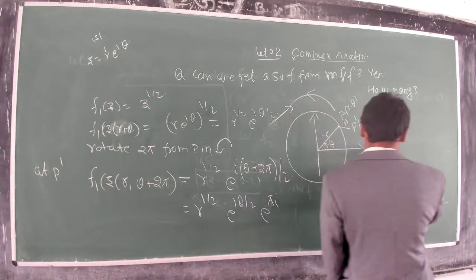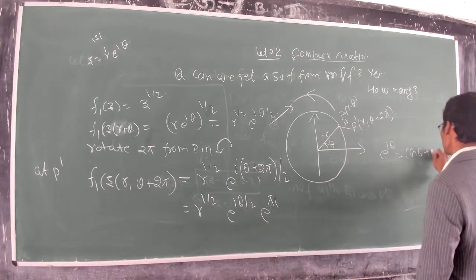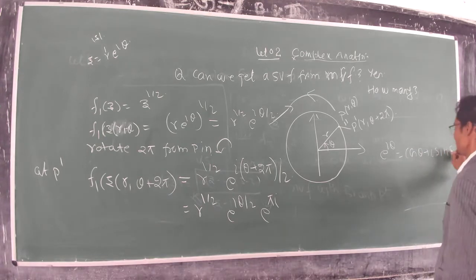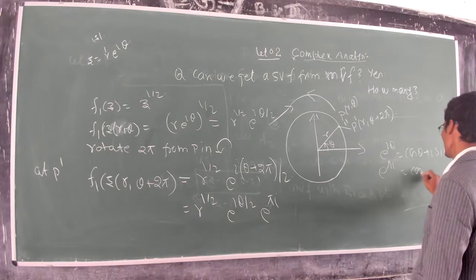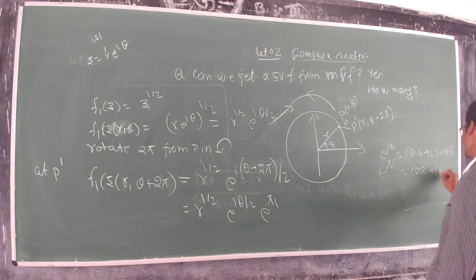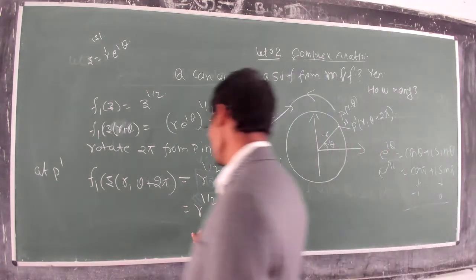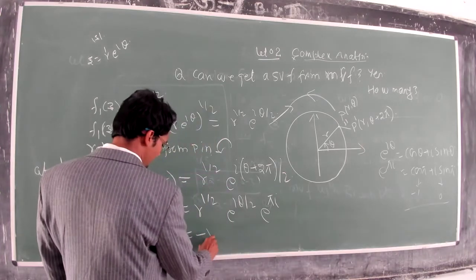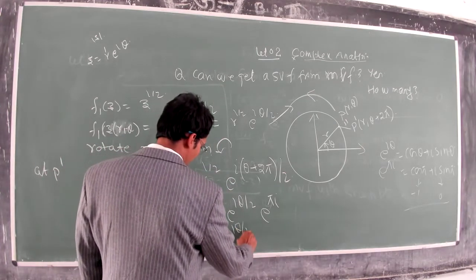By Euler formula, we know that e power iota theta is equal to cos theta plus iota sin theta. Here I have e power pi i, so this will be cos pi plus iota sin pi, right? This will be 0, this will give you minus 1. This implies that this comes out as minus r power half e raised to power iota theta by 2.